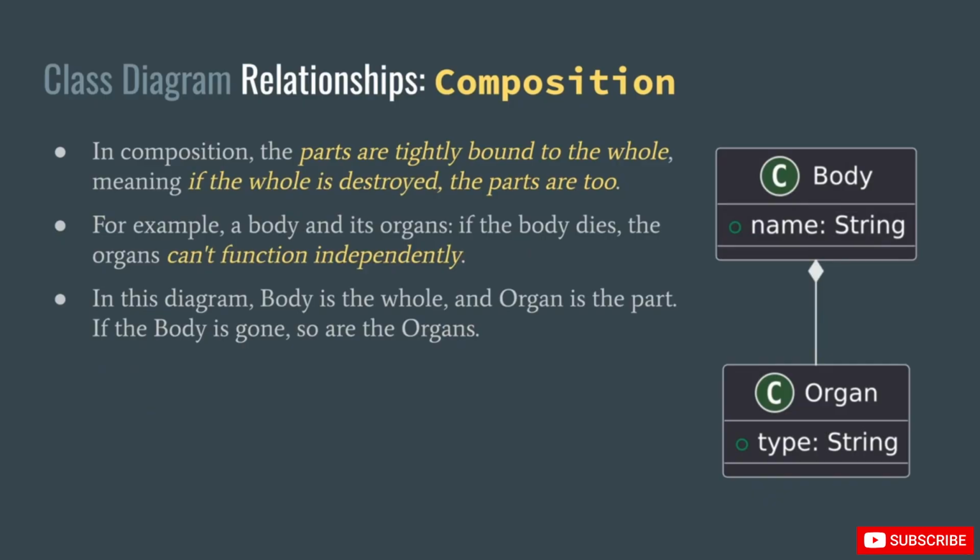In composition, the parts are tightly bound to the whole. If the whole is destroyed, the parts are too. Think of a body and its organs. If the body dies, the organs can't function independently. In this diagram, the body is the whole, and the organs are the parts. If the body is gone, so are the organs.